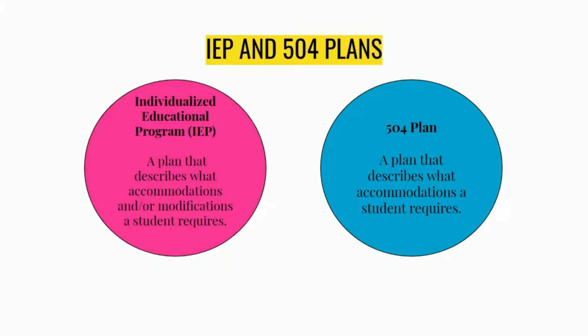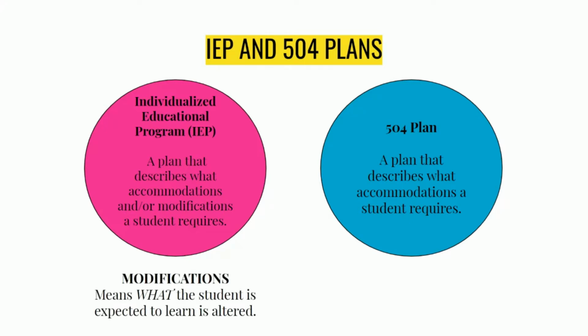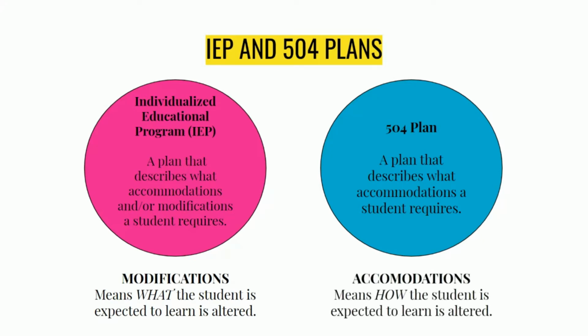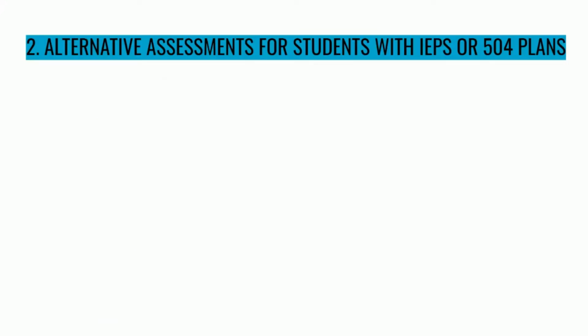So what's the difference between accommodations and modifications? A modification means what the student is expected to learn is altered, while accommodation means how the student is expected to learn is altered. So in other words, a modification means that the student may not be learning what their fellow classmates are learning, while an accommodation means how the student is being taught the material may be different from their fellow classmates. So now let's look at some alternative assessments for students with IEPs or 504 plans.